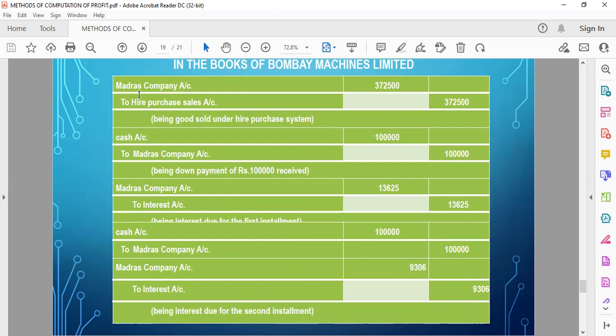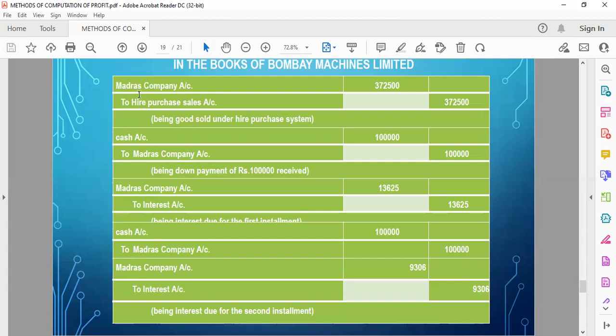Then for the interest for first installment, Madras Company account debtor 13,625 to interest account 13,625. Being interest due for the first installment.